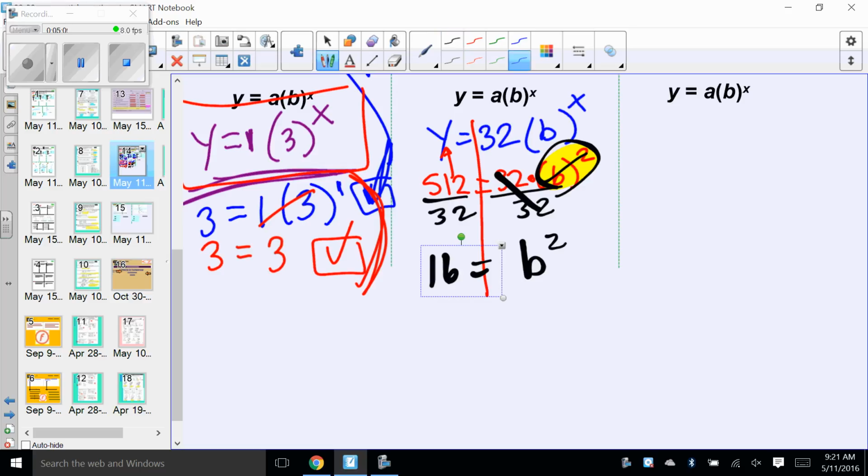Right now it has a power of 2, so to get rid of the power of 2, we're going to take the square root, copy, paste. So we get the b, or the base is 4, which really means we're 4 timesing. The growth is 4 times, or quadrupling each and every time.